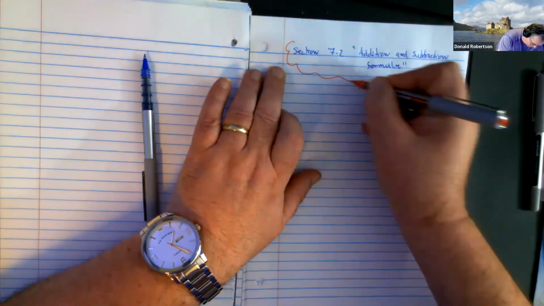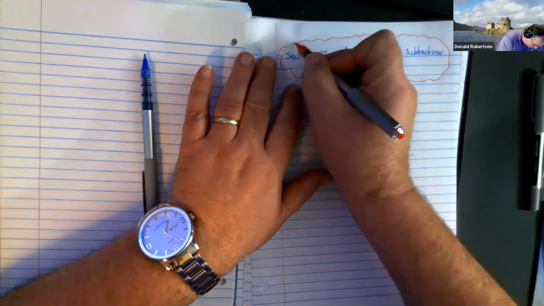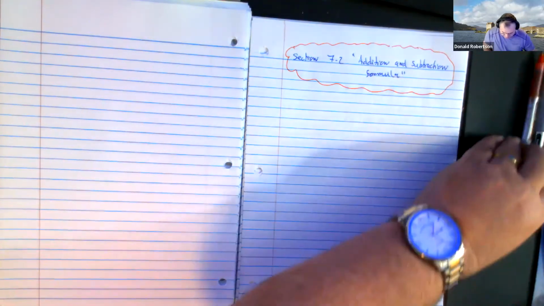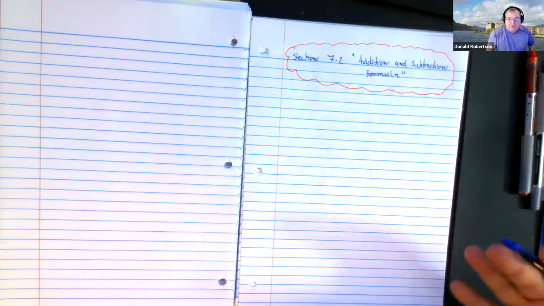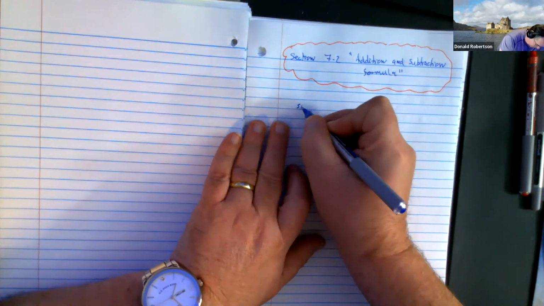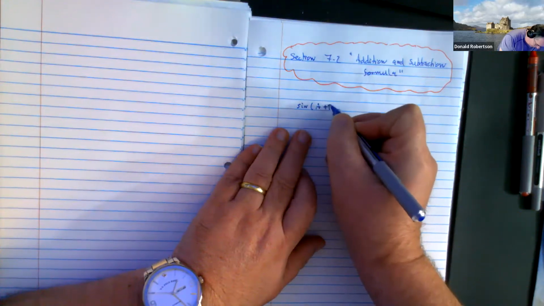And so it's basically, you're going to have a formula that allows you to take the sine, the cosine, or the tangent of two things added or subtracted and replace them by other things. So there's a lot of them. So here we go.